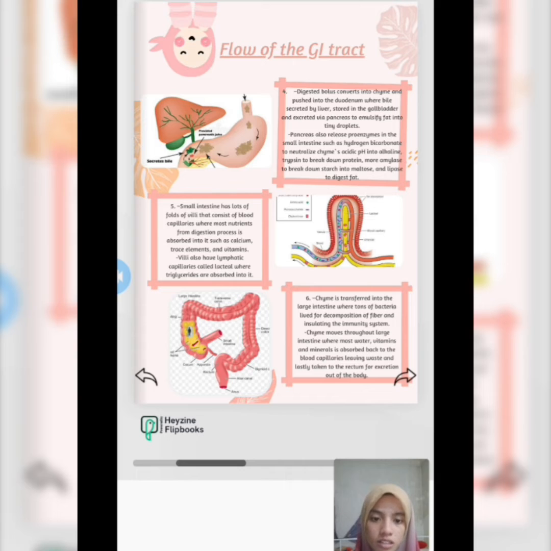Along the track, water, vitamins, and minerals will be absorbed from the chyme, leaving it as waste and moving it all the way to the rectum until excretion from the body occurs. And that's the end of the digestive system.